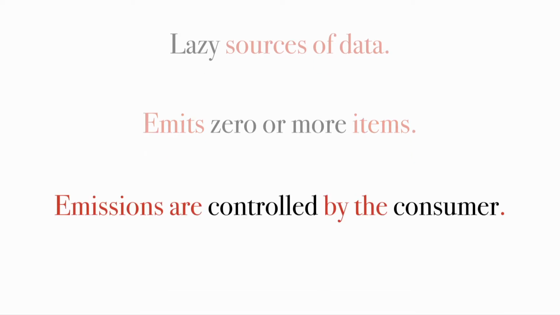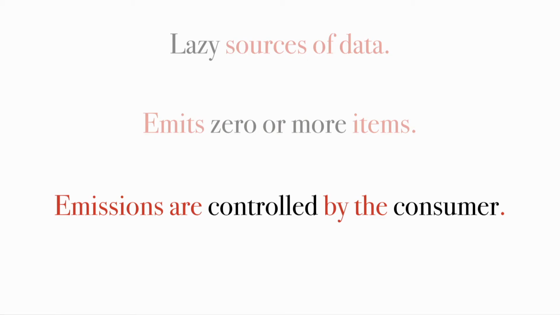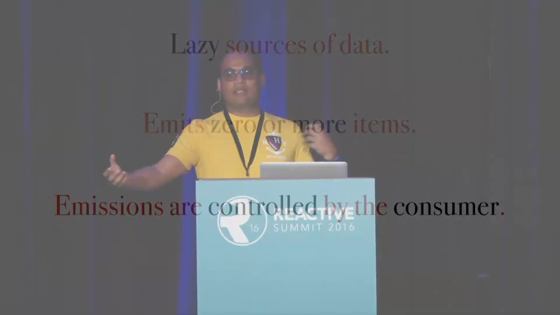Another important aspect of streams is that they are controlled by the consumer. The consumer starts to show interest in the emission of data from the stream. It also controls how many items can be emitted on a stream. And it also controls when you can cancel or stop looking at the stream. This is important because whenever you have a messaging or push kind of system, you have situations where producers are faster than the consumers, and if the consumers are not in control, you get into situations of overflowing data.